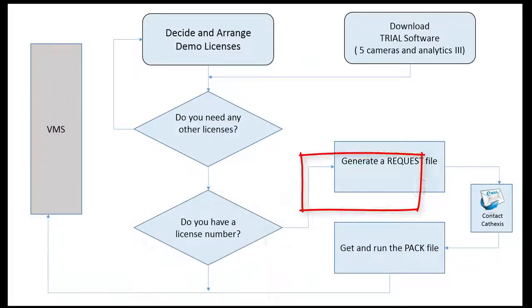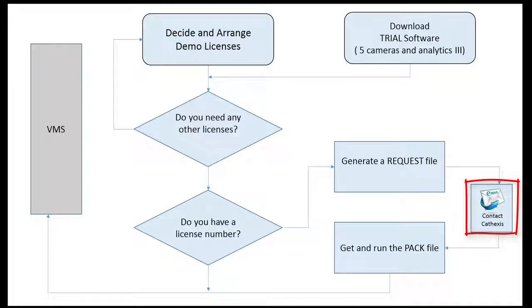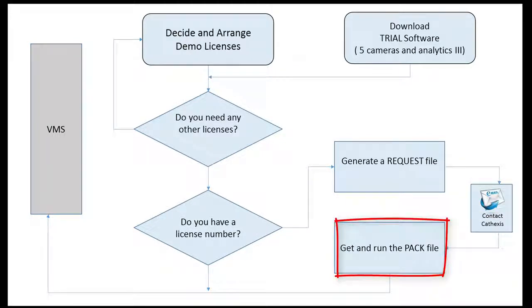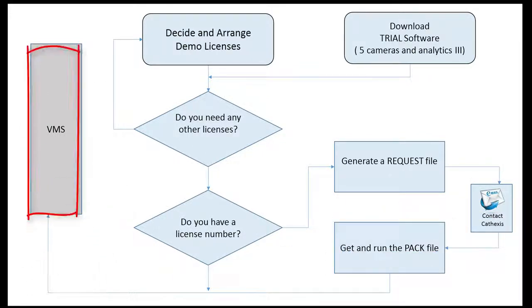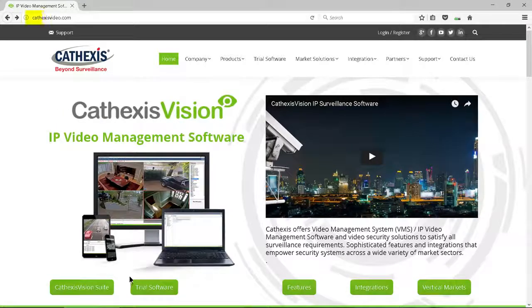If you don't have a license key, generate a license request file and send that to Cathexis support and they will send you a pack file. And after it is loaded, the VMS will be functional. For purposes of this tutorial, the trial software will be loaded.